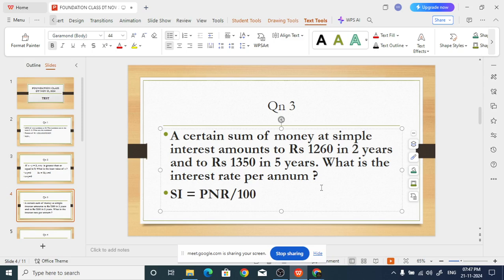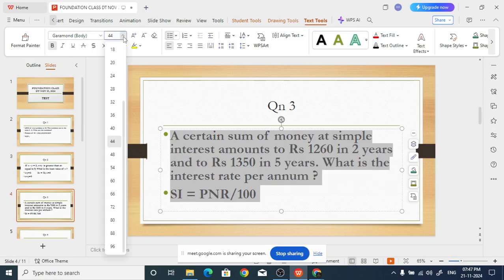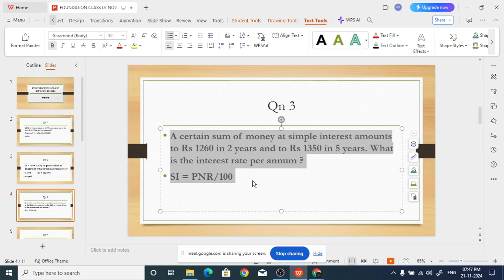Have you studied this? Yes, sir. P is the principal, N is the number of years, R is the rate of interest, SI is simple interest. Now they are saying the 1260 is what? Is it P or what is that? Sir, it's P. Is it P? No, it is not P. It is something else. What is that something else?